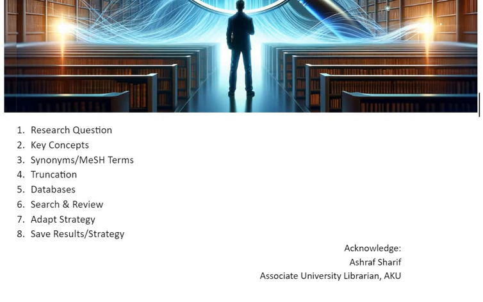Number one is a research question. Before you find the literature, you must have a research question. After the research question, you have to split it into key concepts. After that, you have to use some similar words. The fourth point is truncation. Fifth is choosing an appropriate database from where you will do the relevant search. Number six is searching and reviewing the articles. After that, you have to adapt the strategy. And number eight is save your results or save your strategy.